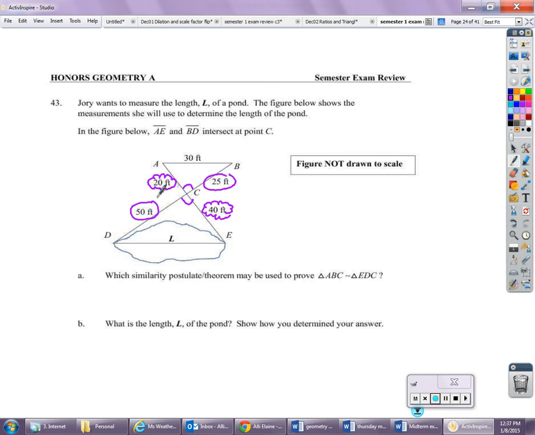You have two sides that are proportional and an angle that is congruent. Remember, sides are proportional, angles are congruent. So which similarity postulate is this? It's side, angle, side.